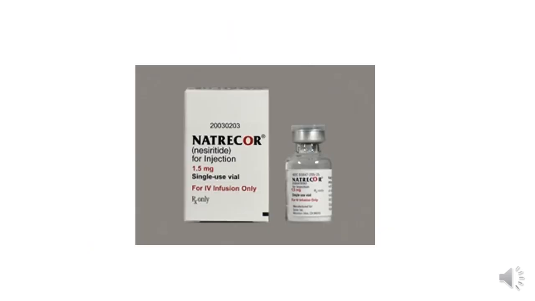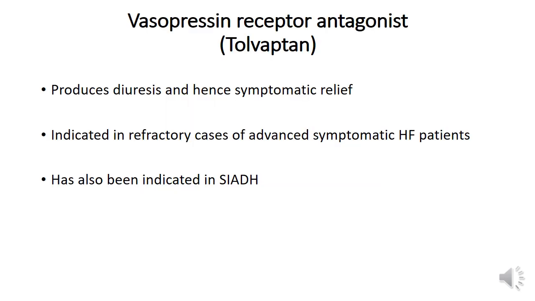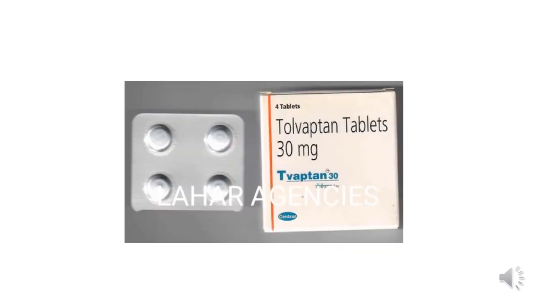This is the injectable form of Nesiritide. Tolvaptan is a vasopressin receptor antagonist, and as a result of this there is going to be diuresis and hence symptomatic relief, indicated in refractory cases of severely decompensated patients. It has also been indicated in syndrome of inappropriate antidiuretic hormone secretion. Tolvaptan given as tablets.